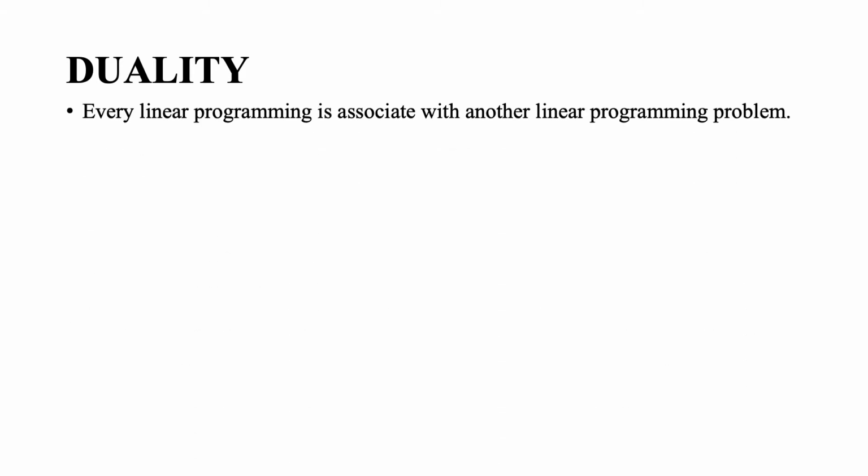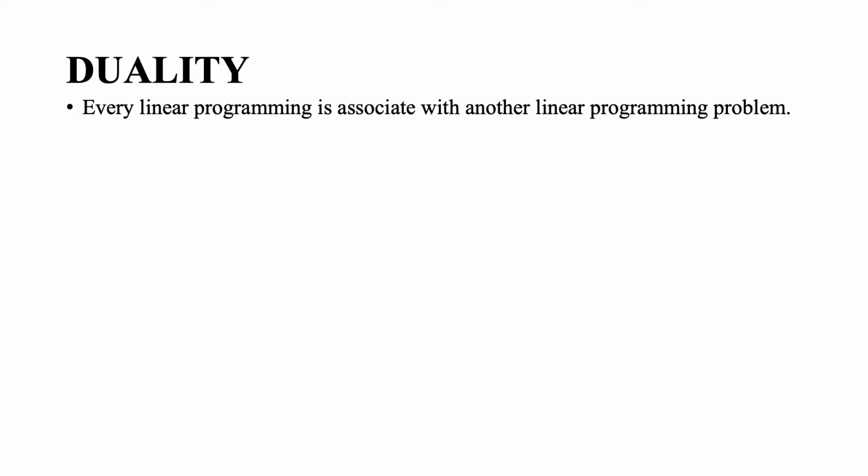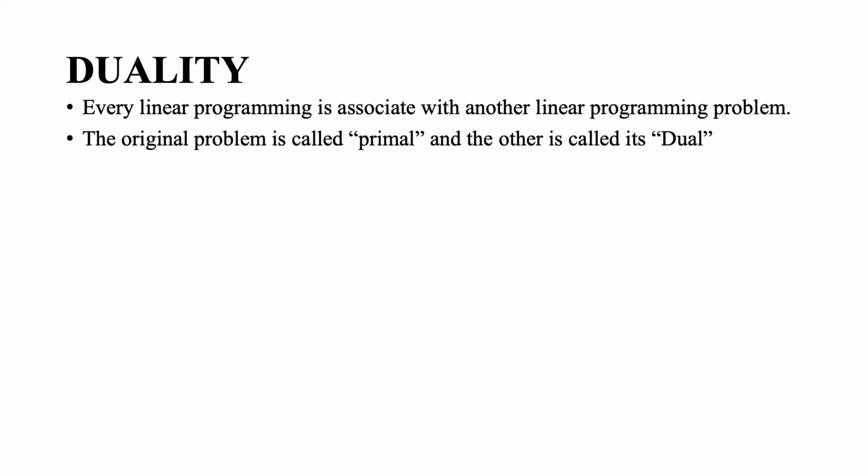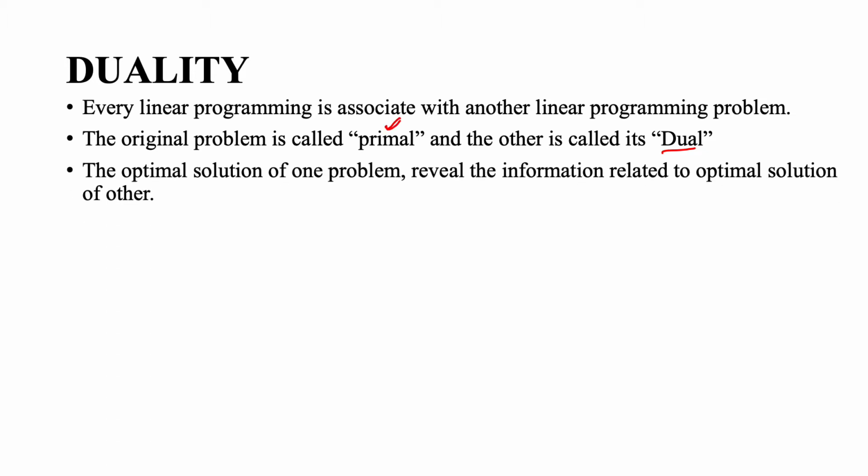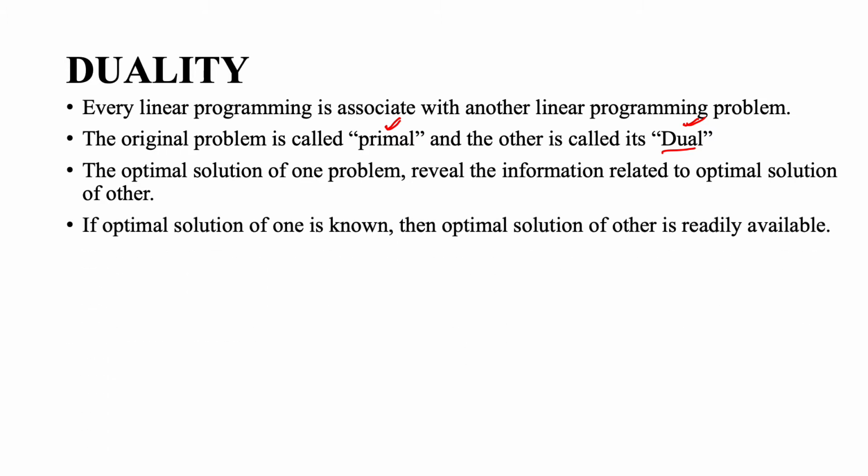Hello everyone. So in today's lecture we are going to see duality in linear programming problem. What is duality is that every linear programming problem is associated with another linear programming problem, where the original problem is primal, and the other problem is known as dual. If we find the optimal solution for primal, it reveals the information related to the optimal solution of the other, which is for the dual problem. So if the optimal solution of one is known, then the optimal solution of the other is readily available with us.